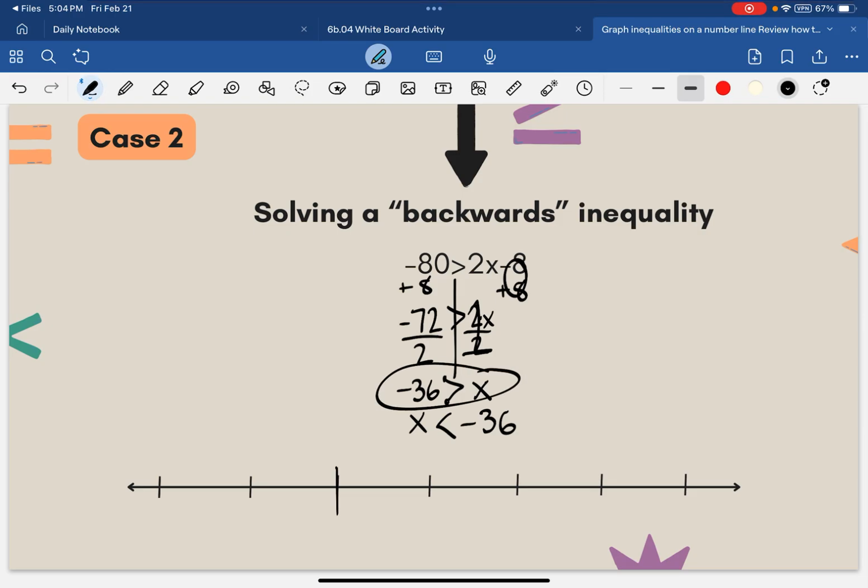Okay, so now we can graph it. Negative 36, open circle, less than, and it's going that way. Some people can literally read it backwards and say x is, and they can read that backwards and say less than, and then negative 36. That's one way to do it. Most of my students will need to turn it around.